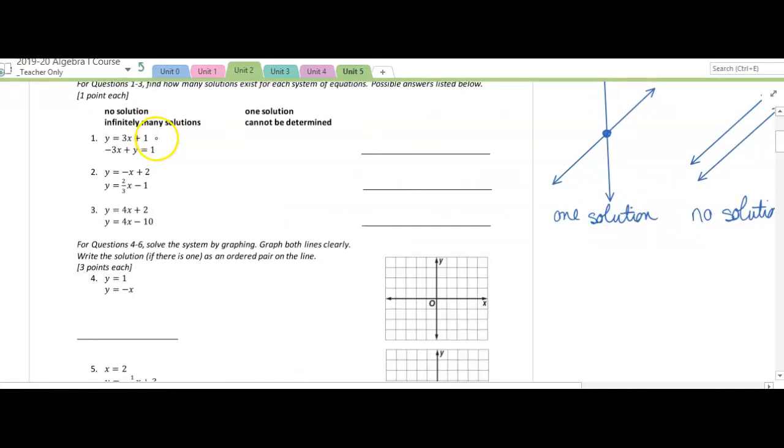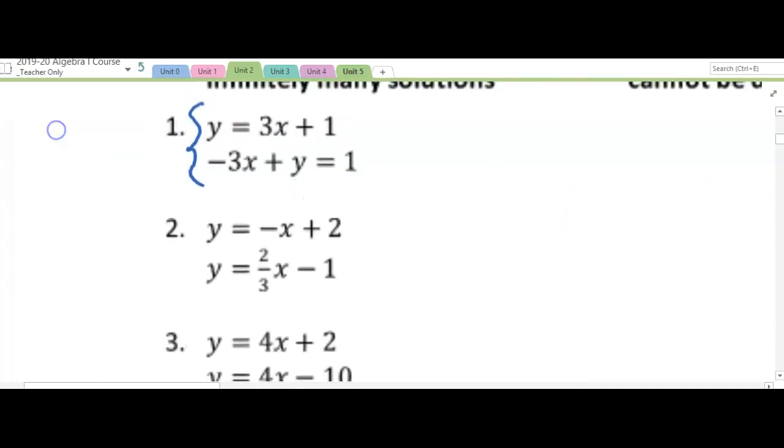So to compare, we want to get both of the equations in the system into y equals mx plus b form, into slope-intercept form. The first one is already done for us. But the second one, we need to add 3x to both sides so that we get y equals 3x plus 1. Because on the left, the 3x's would cancel out. I'm left with y equals 3x plus 1.